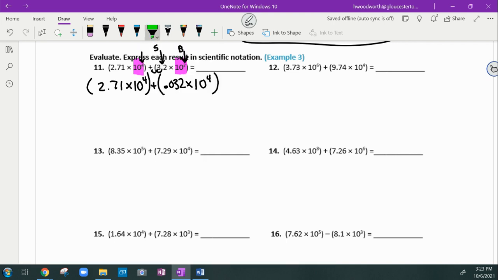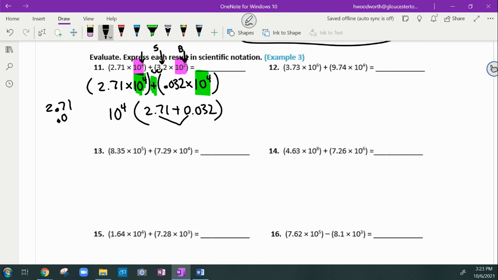Now, the distributive property says that if I'm adding two products, if I can find a common factor, then I can pull that out. This is called the distributive property. 10 to the 4th can be pulled out, and what do I have remaining? I have my 2.71 plus my 0.032. So now I can just simplify.